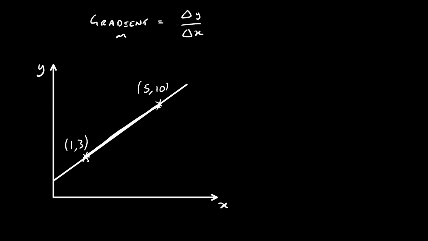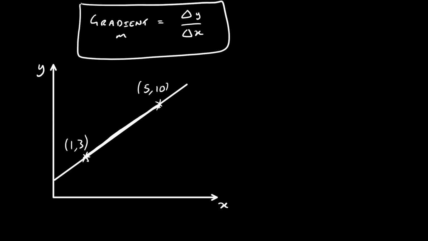Hello, so if you remember in the last video we established that gradient was simply a measure of how far we move up compared to how far we move across. And we came up with this nice formula that gradient, which we give the letter m for some reason, is given by how far we move up, so our change in our y direction, compared to how far we move across, which is our change in x direction.